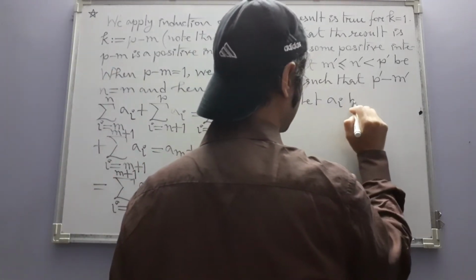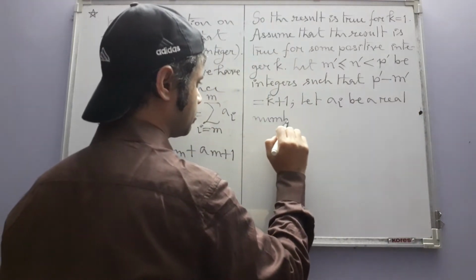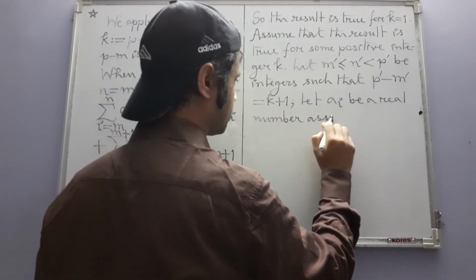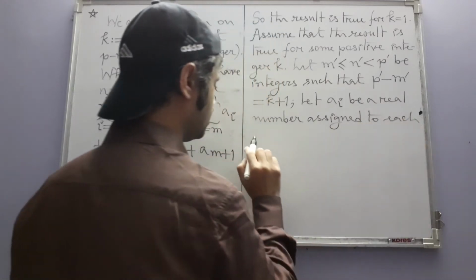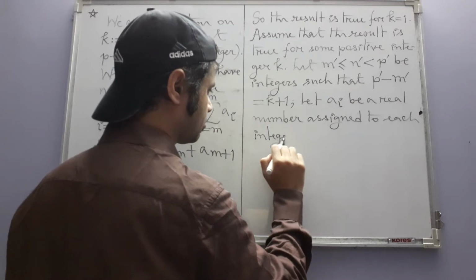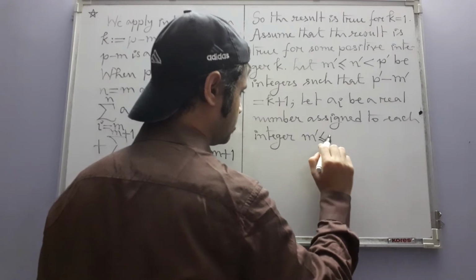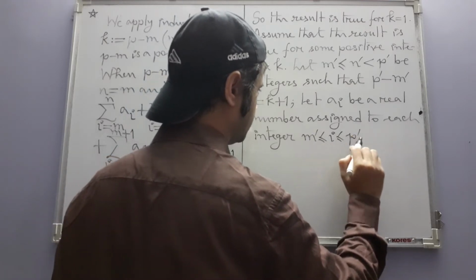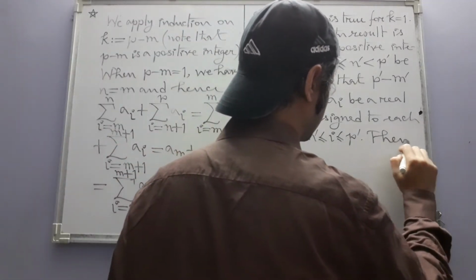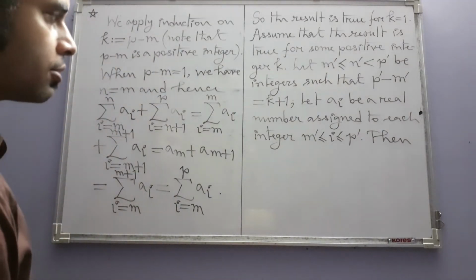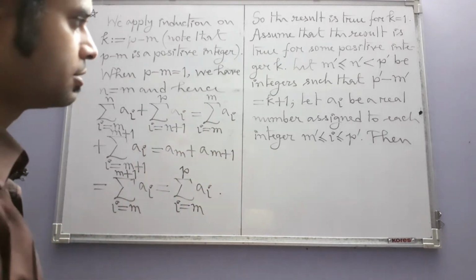And we need to consider those real numbers also. Let ai be a real number assigned to each integer i lying between our new m and new p. Then okay, now we are going to see the statement for these ingredients.